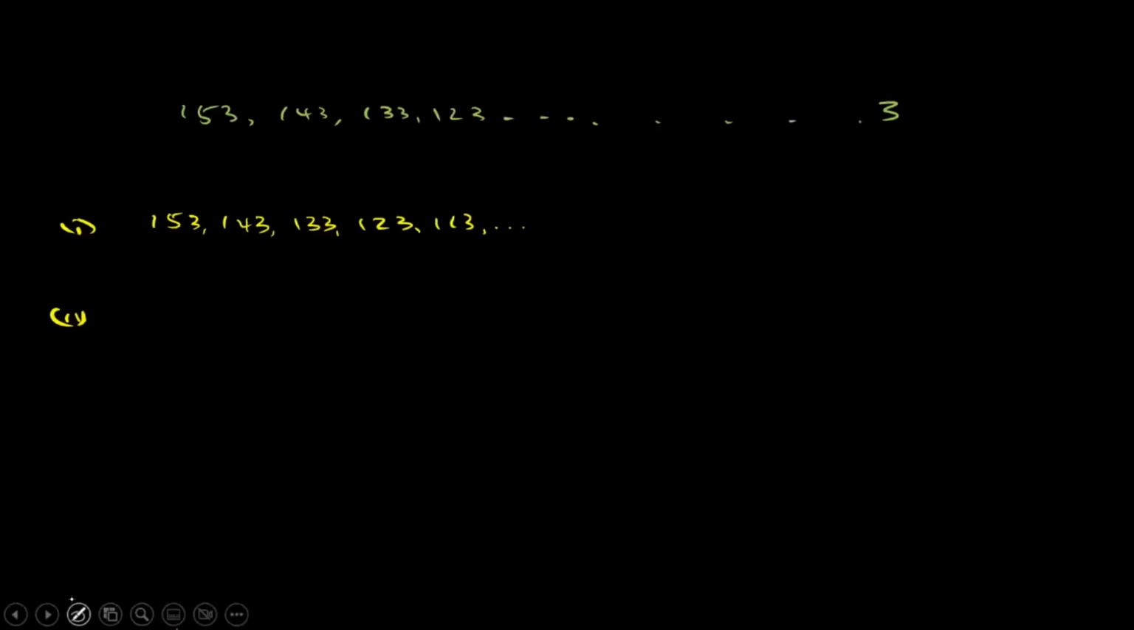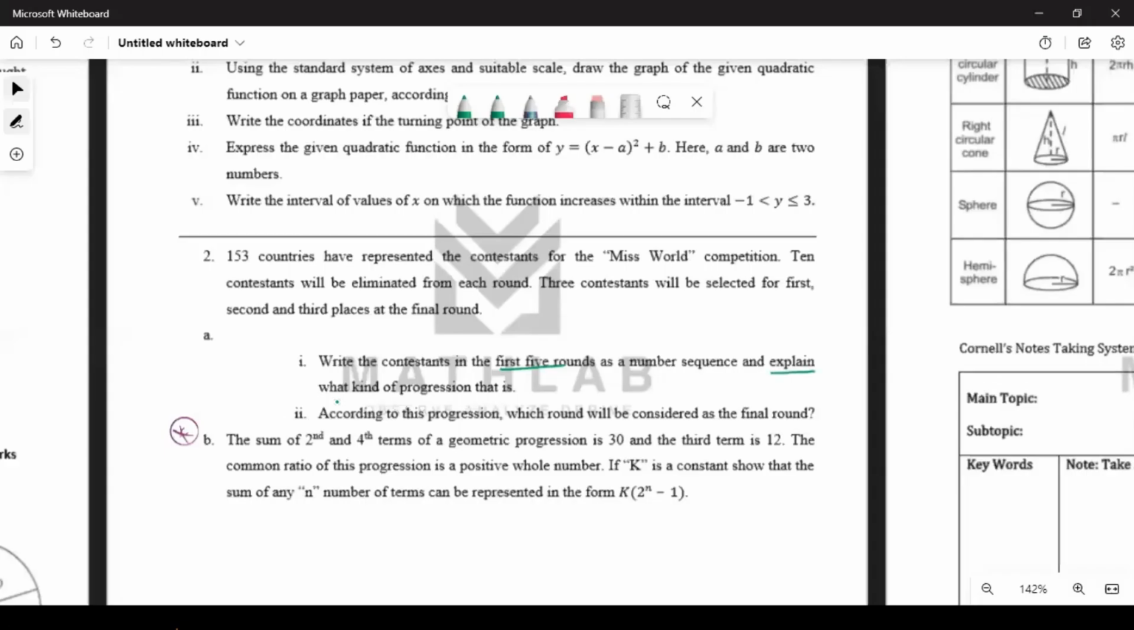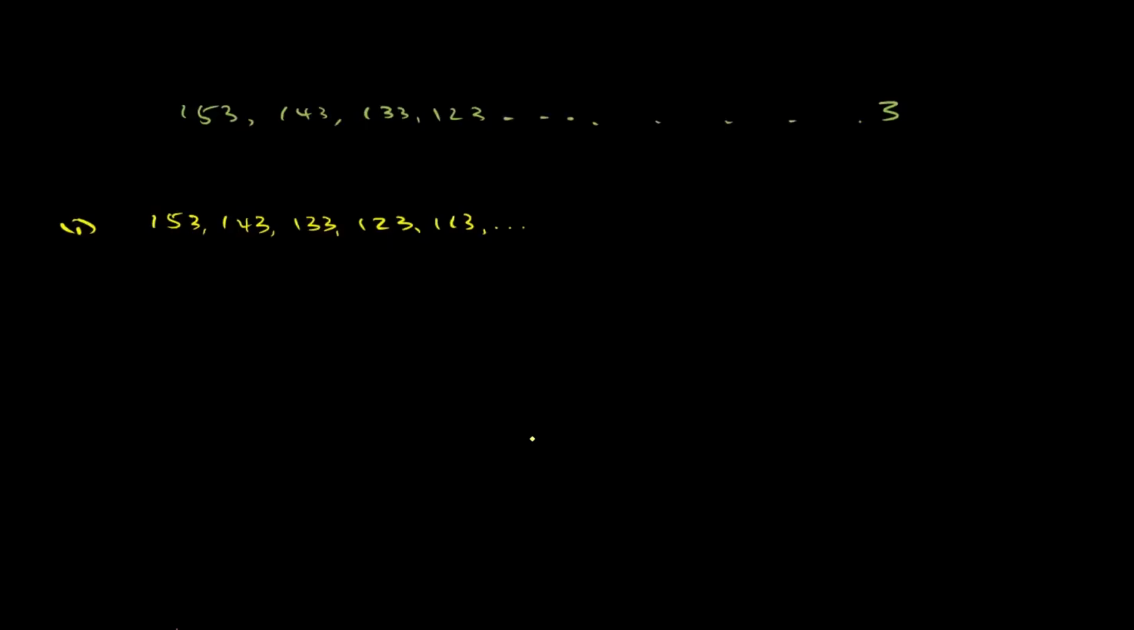Before we move to the second question, there's another part. Now they want us to explain what kind of progression that is. In your syllabus you have only two progressions, so it should definitely be one of them. It can be an arithmetic progression or a geometric progression. We can clearly see it has a common difference. If it has a common difference, definitely it's an arithmetic progression. If it is a geometric progression, you have a common ratio.